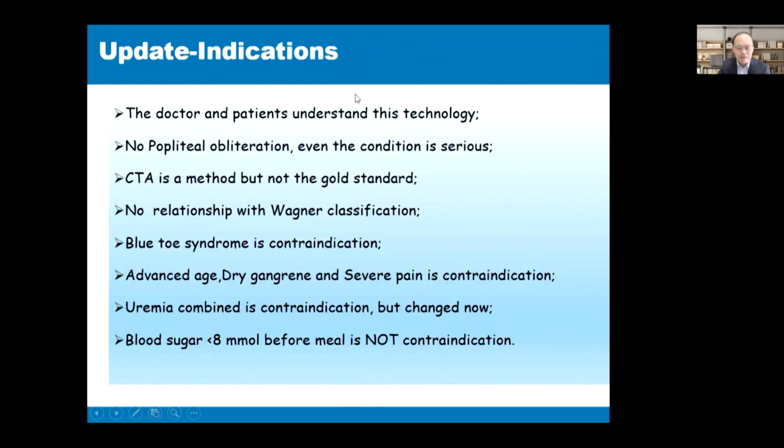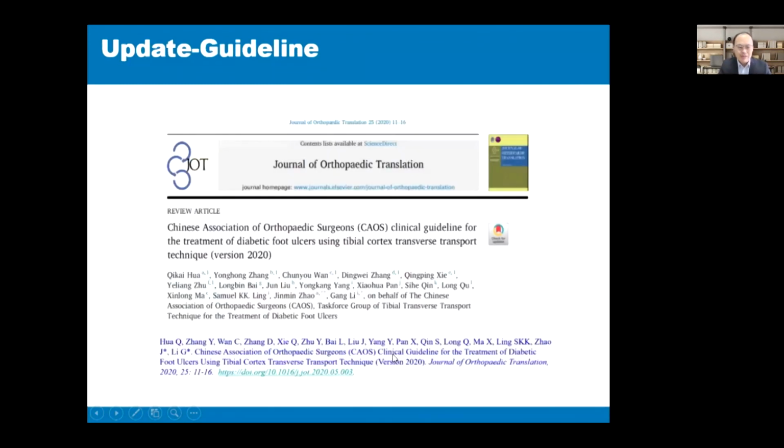For the indications, you must ask me. Firstly, the doctor and the patient must understand that this technology is the first. No popliteal obliteration; even if the condition is severe, you can do that, no problem. CTA is a method, but not the gold standard. No relationship with Wagner classification. Blue toe syndrome is a contraindication. Advanced age, dry gangrene, and cerebral pain are contraindications. Uremia combined is a contraindication. And for blood sugar, you must ask how we control the blood sugar level. Less than 8 mmol before meals is not a contraindication.